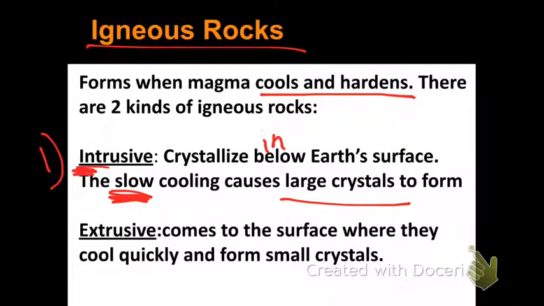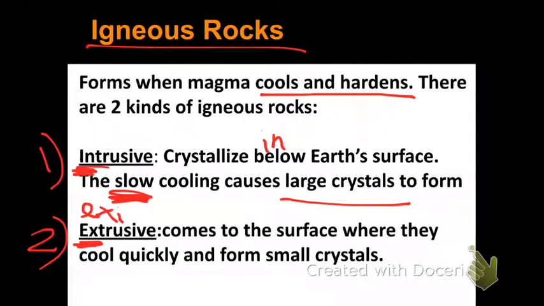Crystals need time to develop. They need time to grow. So the slower this rock is cooling, the more it is allowing for crystals to occur, and the larger the crystals are able to grow. So intrusive igneous rocks occur in the earth, and because they're occurring in the earth, they cool slowly, creating the large crystals.